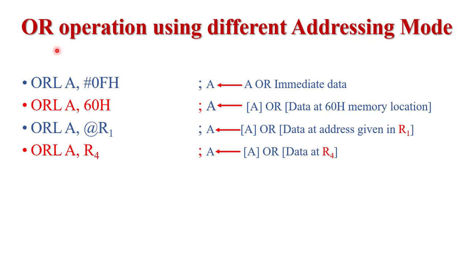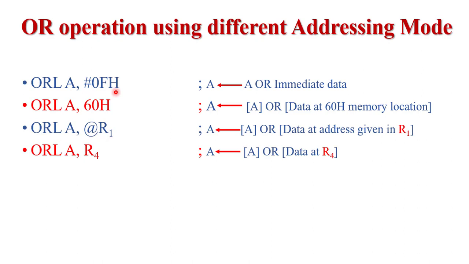Now OR operation also supports different types of addressing mode. So here is the example of different addressing modes using OR operation. First is ORL. ORL is the opcode of OR logical operation in 8051 microcontroller. So ORL A, #0FH. This instruction is the example of immediate addressing mode because immediate data is given in the instruction itself.